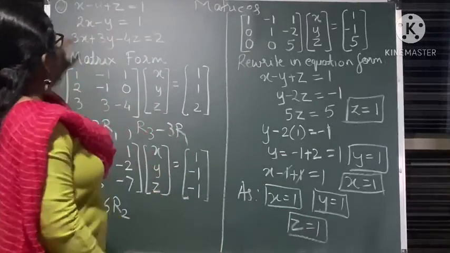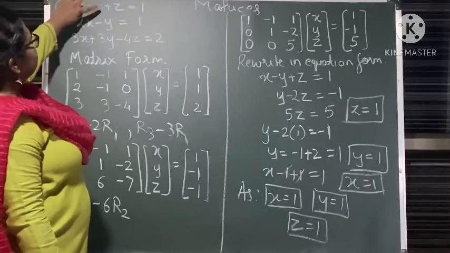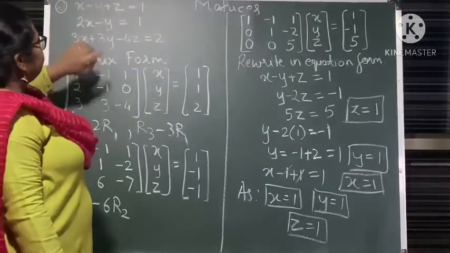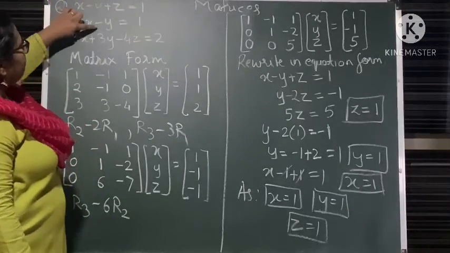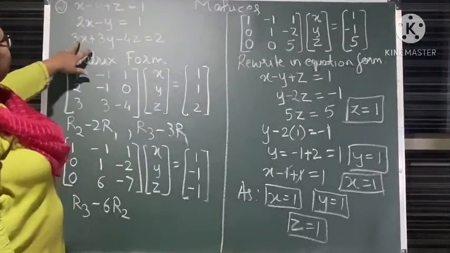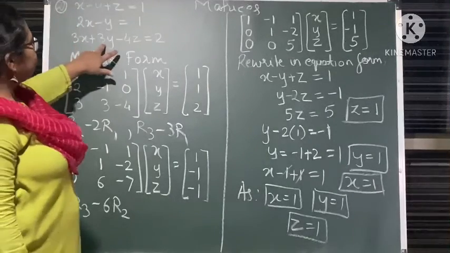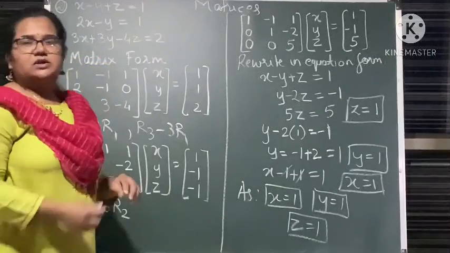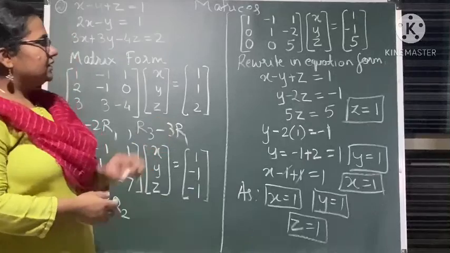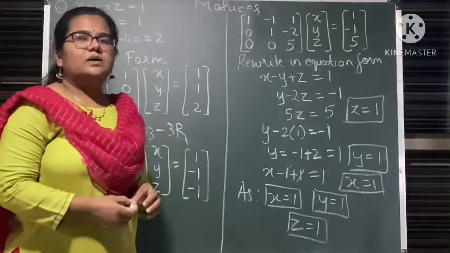You can check your answer whether it is correct. 1 minus 1 is 0 plus 1, right hand side equal to RHS. 2 into 1 minus 1 is 1. Then 3 into 1 is 3. 3 plus 3 is 6. 6 minus 4 is 2. So here you can see your answer is right. The three values are 1, 1, 1.